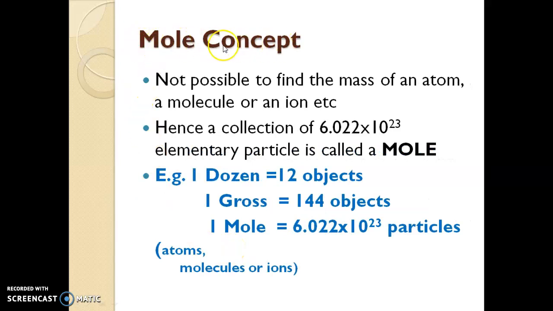This is very important, the mole concept, because the next 2 units will be based on this only. Now, it is not possible for us to find the mass of an atom, molecule or an ion, etc. So we have to have a collection of 6.022 × 10^23 elementary particles, which is called a mole. Like we know 1 dozen is equal to 12 objects, 1 gross is equal to 144 objects. Similarly, 1 mole is equal to 6.022 × 10^23 particles.